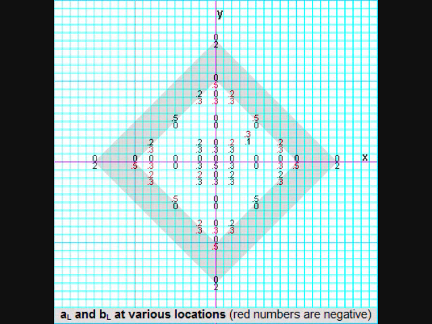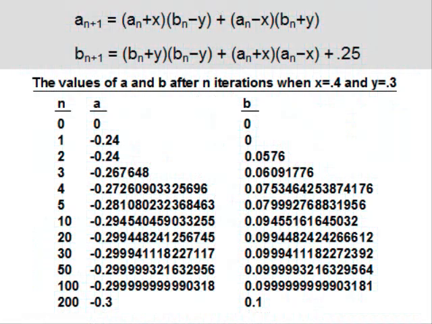This figure shows the value of A sub L and B sub L at various locations. The number above the location is A sub L and the number below is B sub L. For example, at the location x equals 0.4 and y equals 0.3, A evolves to minus 0.3 and B evolves to 0.1 as shown in this figure. And also in this table showing the evolution of A and B during the first 200 iterations when x equals 0.4 and y equals 0.3.